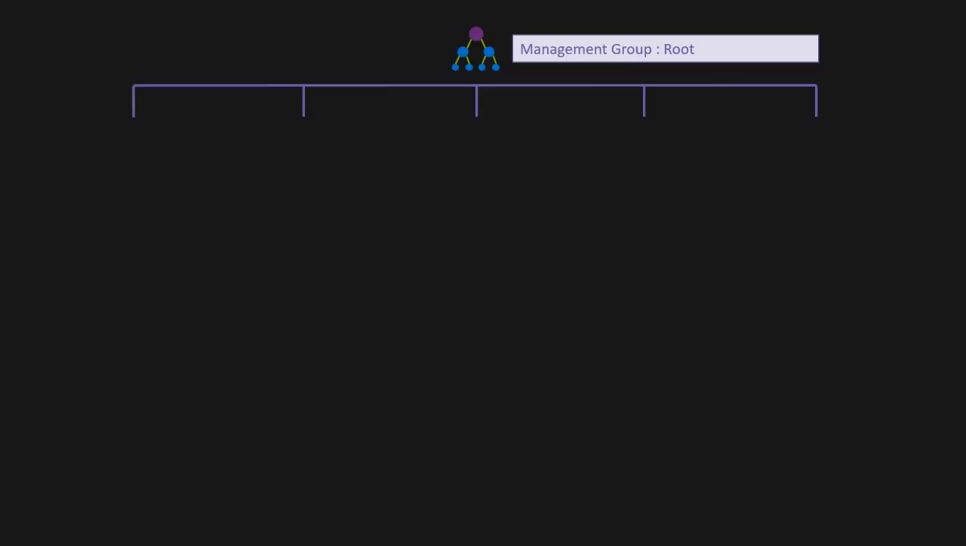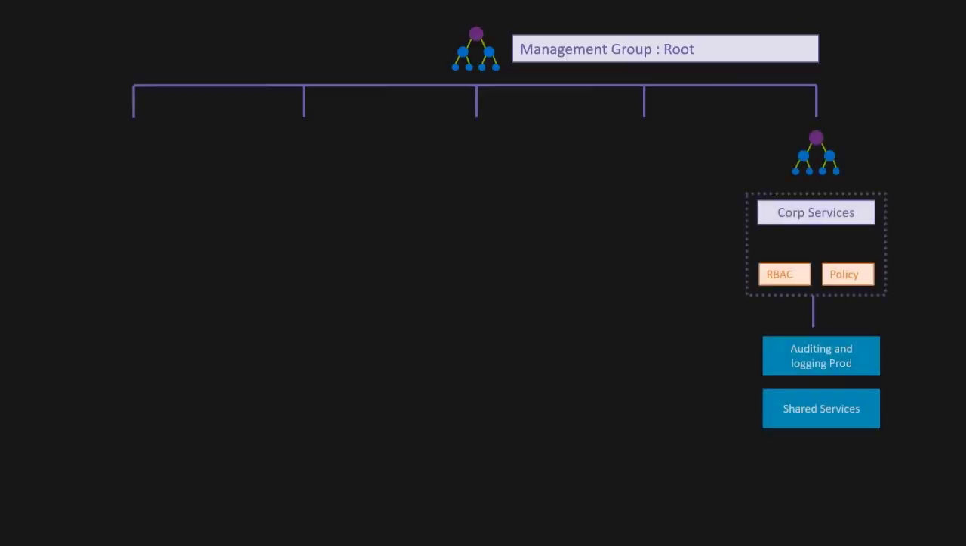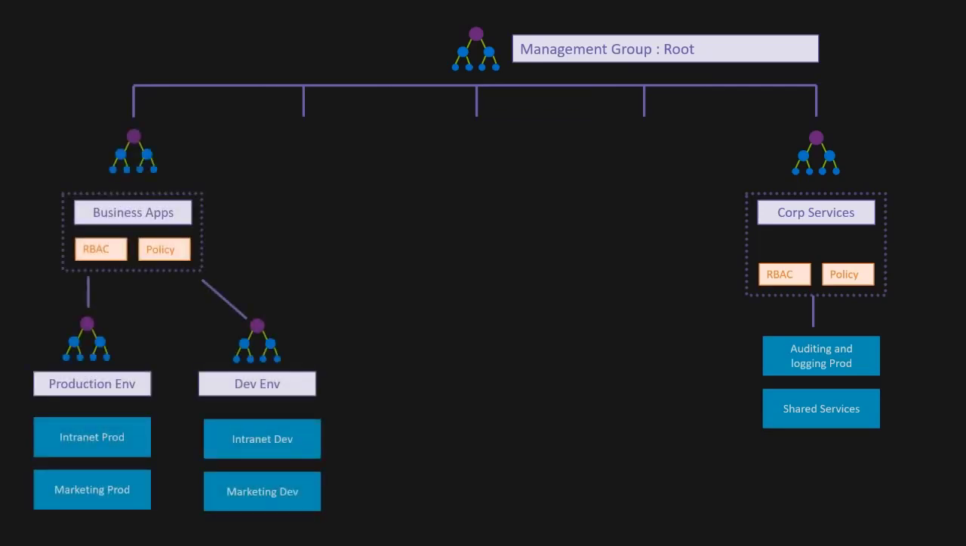And finally, we have management groups. We have created something called Corp Services, where we will host the auditing and shared services subscriptions. And we have the business apps management groups, as you can see here. We have two child management groups. One management group called production hosts the production subscription for the two apps.